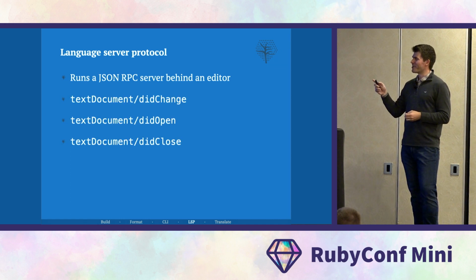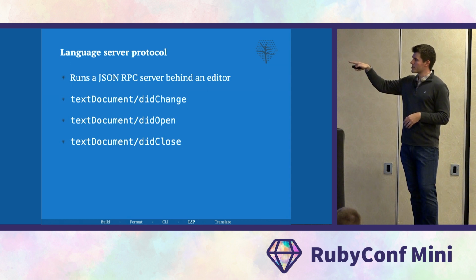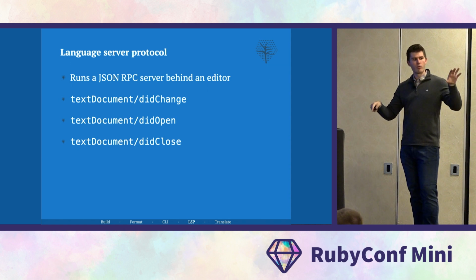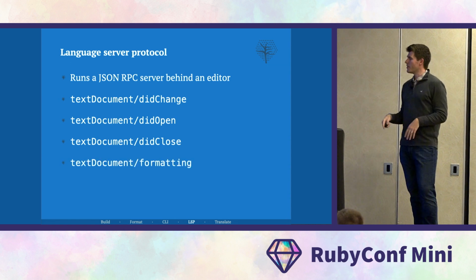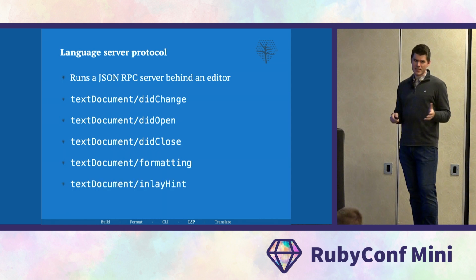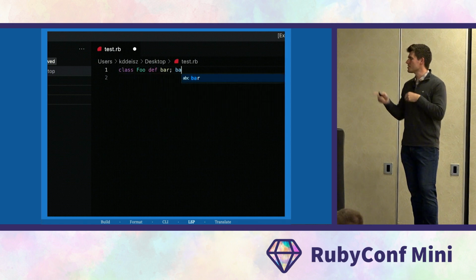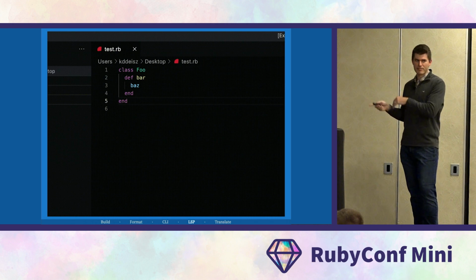It provides many different kinds of procedures. The 3 I care about are did change, did open, and did close, or at least at the beginning. This provides you the information of when the text document is edited. Then text document formatting. This is the one I provide in my language server. I also provide inlay hint, which is kind of an interesting side piece of this that I won't talk about too much. This is an example of how it works. Doesn't matter, just write your code in line, hit save, does what you want.